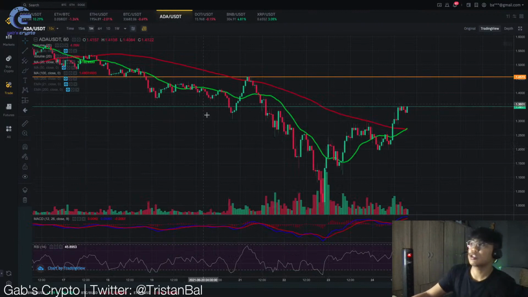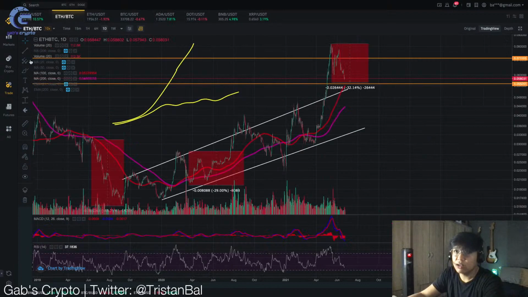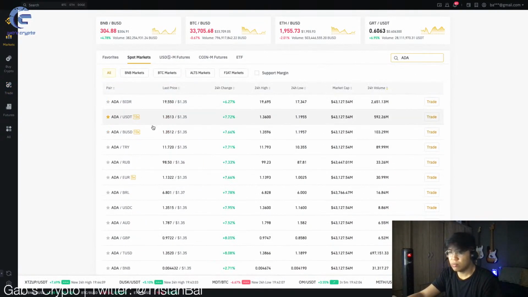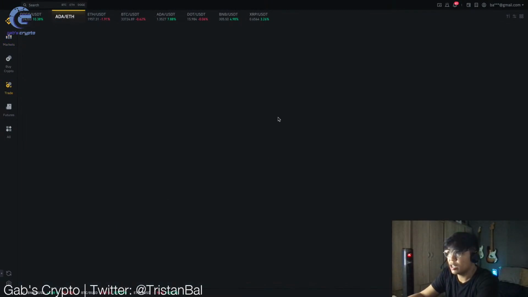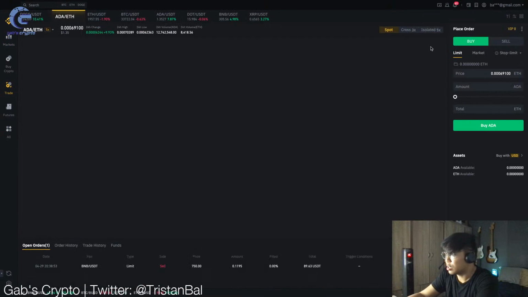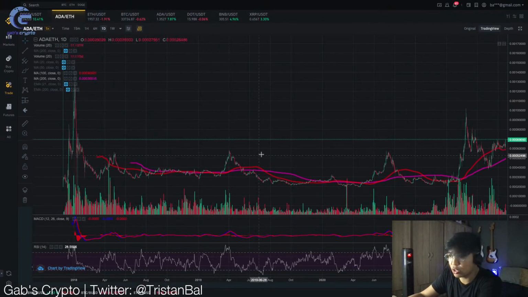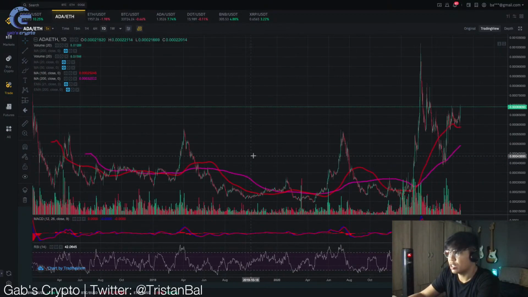So, now let's try to look at Cardano. So, balik tayo kay Cardano. So, if you could recall guys, yung Cardano to Bitcoin pairing is pataas. But how does this compare to the Ethereum pairing? So, let's try to look at the ADA to Ethereum. So, this is the Cardano to Ethereum dominance chart. So, this is checking the performance of this coin as compared to Ethereum. So, ito yung chart niya guys.